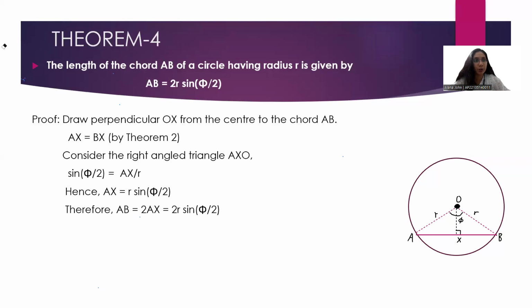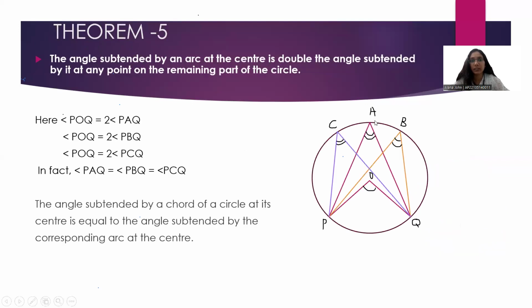So let's move on to the next theorem. Theorem 5. Okay, so here is theorem 5. What does theorem 5 say? Let's see. Theorem 5 states that the angle subtended by an arc at the center is double the angle subtended by it at any point on the remaining part of the circle.